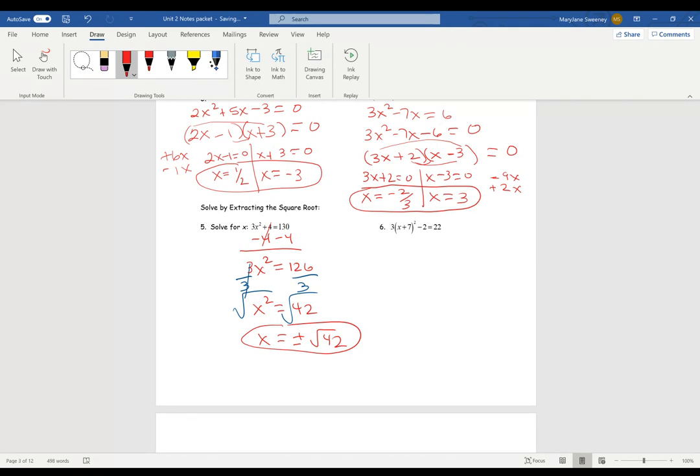I should say here, isolate the square first. So the first thing you do is isolate the square. So if I were doing this next one, I would add 2 to both sides.